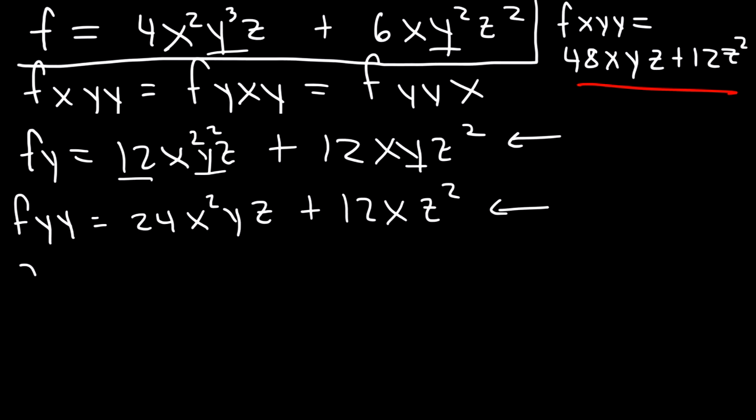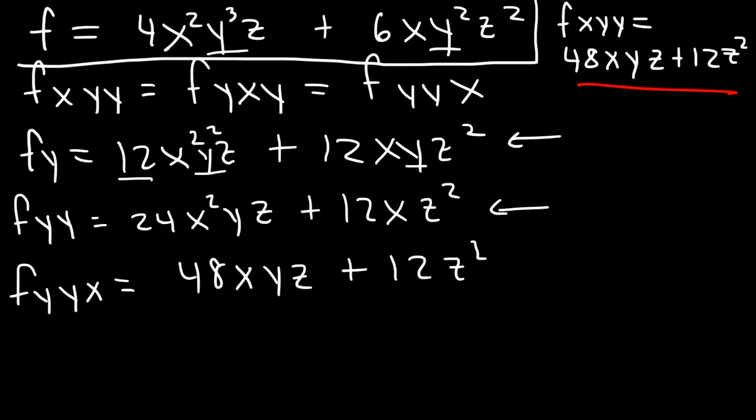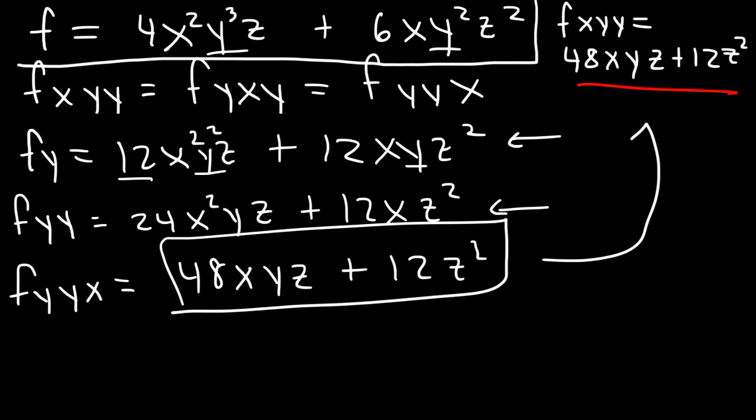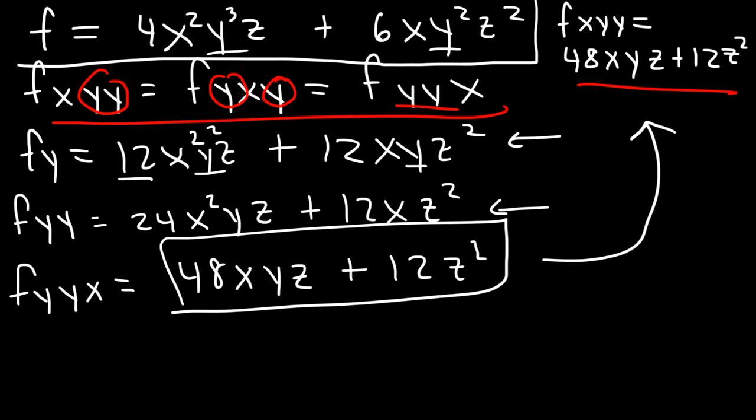Now let's differentiate this function with respect to x. The derivative of 24x squared is going to be 48x. And the derivative of 12x is just 12. So as you can see, we're going to get the same thing. So the order doesn't matter. The reason why these are the same is because we're differentiating with respect to y twice, and we're only differentiating with respect to x once. But the order doesn't matter. So mixed partial derivatives are the same if you differentiate each variable the same number of times, regardless of their order. So that's it for this video.